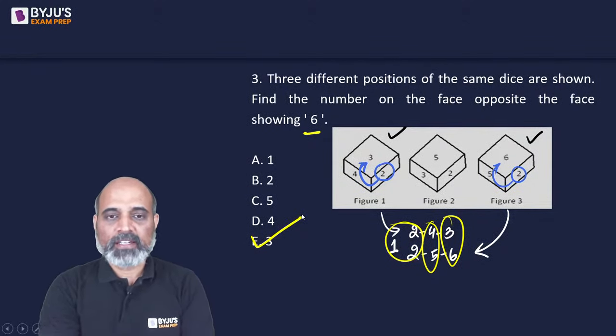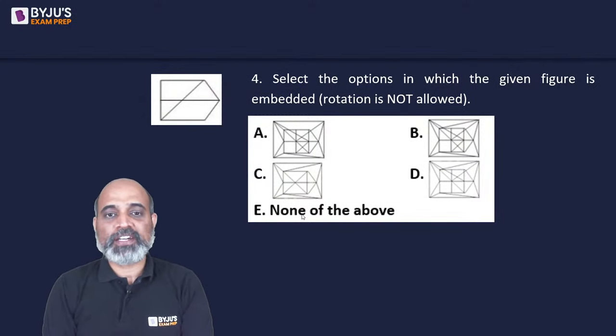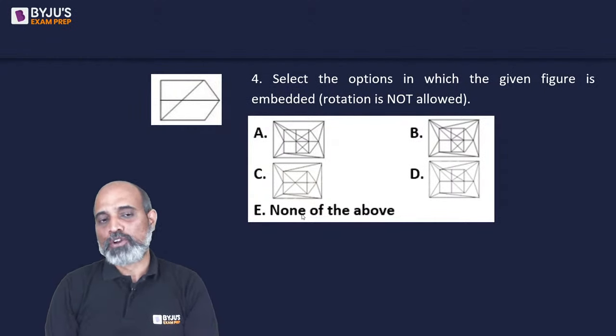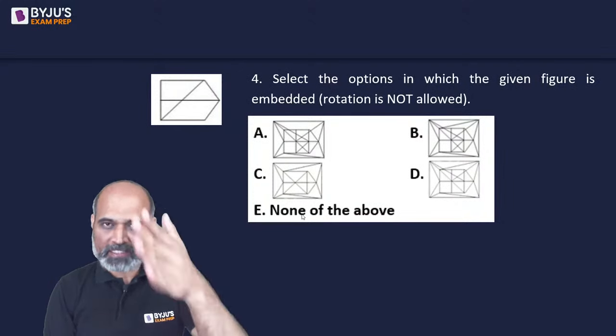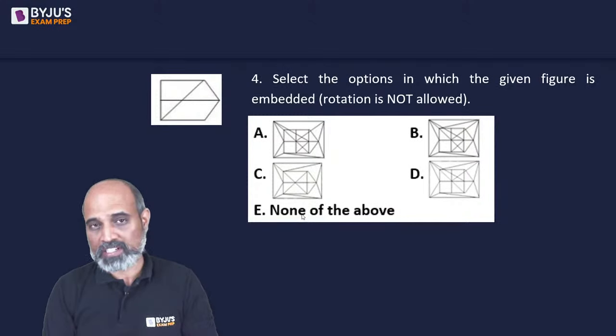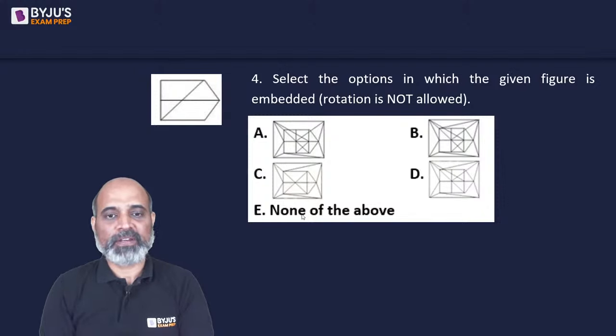Okay? Next question. Select the options in which the given figure is embedded and rotation is not allowed. So if you look at it, it will look like a paper plane, and then there is a diagonal. It's a pentagon, right? Not a regular one. There is a horizontal line. So we need to find out this particular shape in the 4 figures.